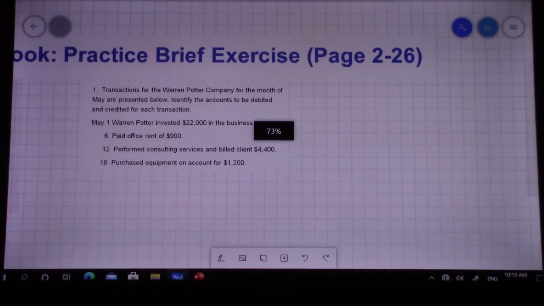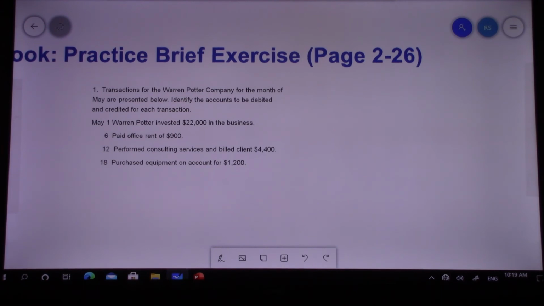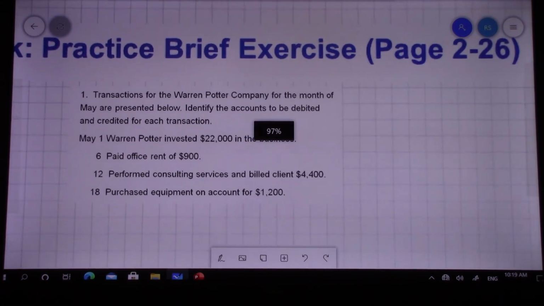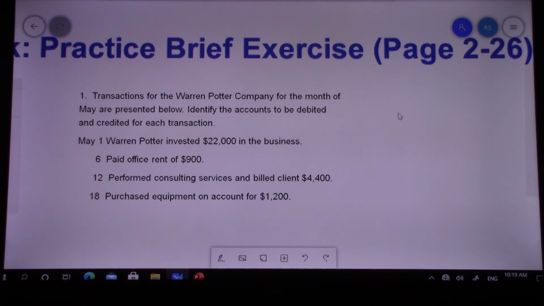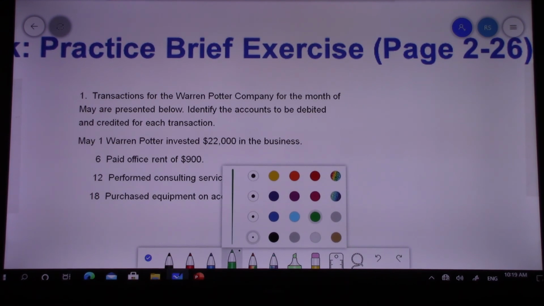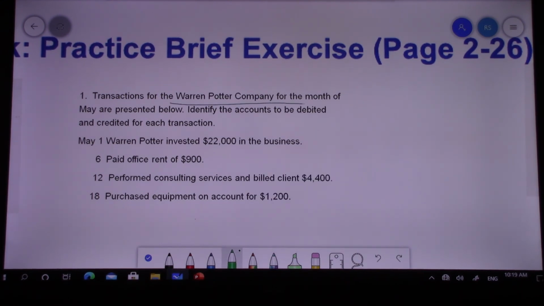Okay, this practice brief exercise is in the textbook on page 26. Transactions for Warren Porter Company for the month of May are presented below. Identify the accounts to be debited and credited for each transaction.